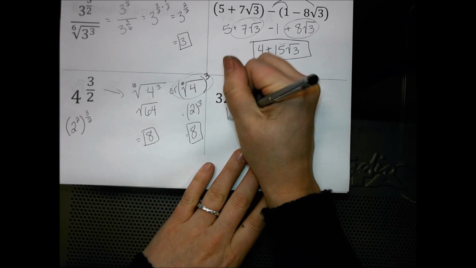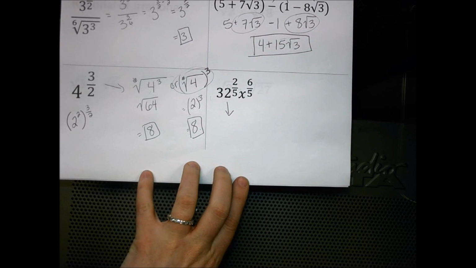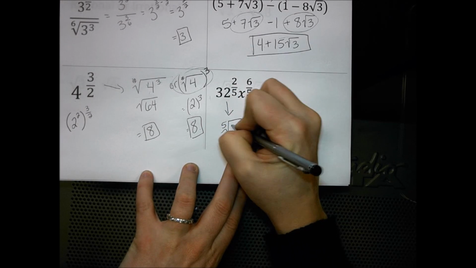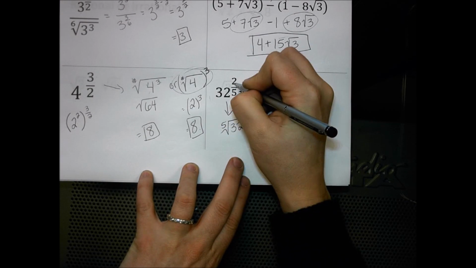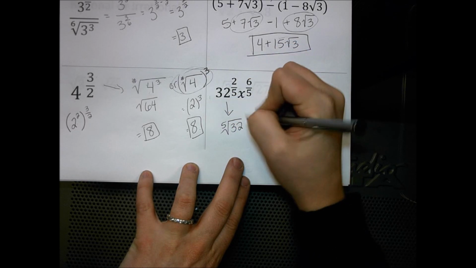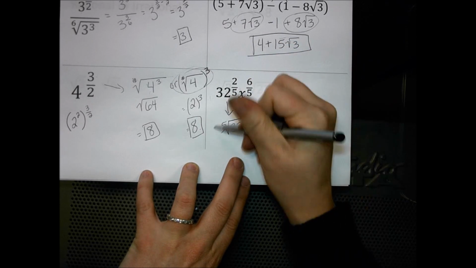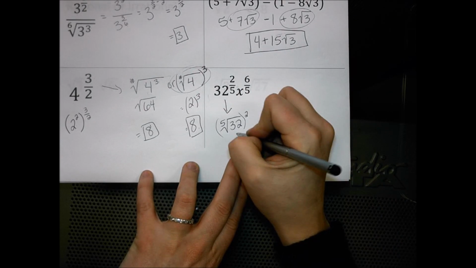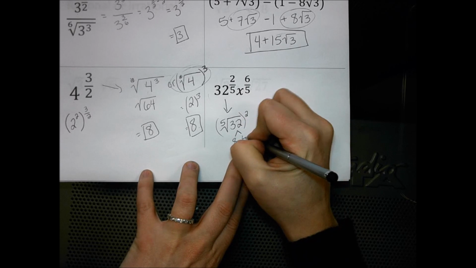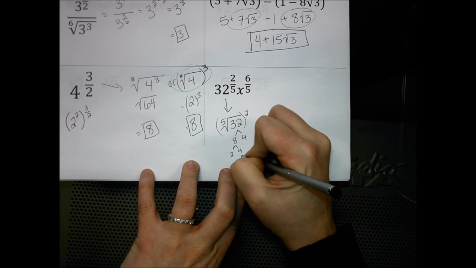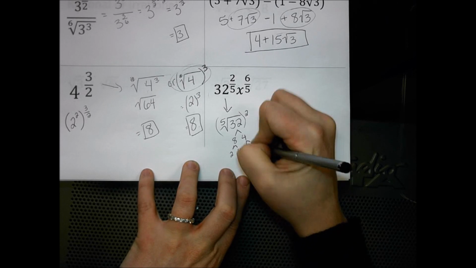I'm going to change this to radical form. I have the 5th root of 32 raised to the 2nd power because that's my numerator. Now, when I raise it to the 2nd power, I'm going to do that after I take the 5th root of 32. So 32 breaks down to 8 and 4, 2 and 4, and then each of these are 2 and 2.